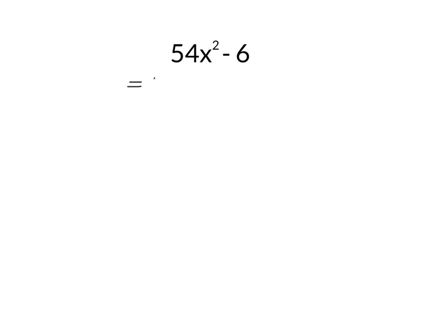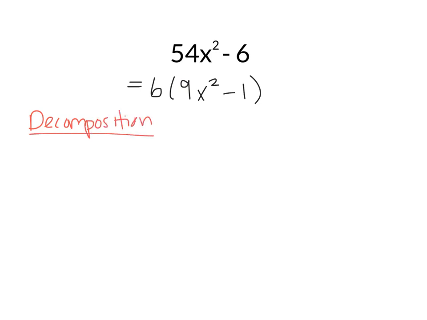So let's take out a 6 first. We're going to be left with 9x squared minus 1. There is a very easy way to factor this, and there is a much longer way to factor this. Until you can recognize the easy way, you've got to go with the long way, which is decomposition. So there are 2 ways to factor this. We're going to take a look at decomposition. It's much slower, but you need to know it so that you start to recognize when there's a shortcut.